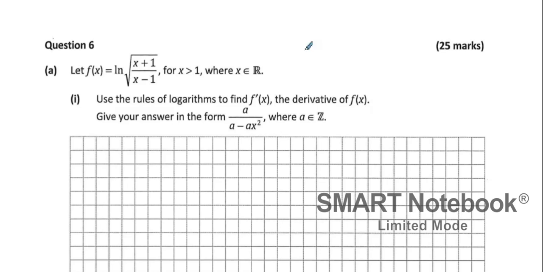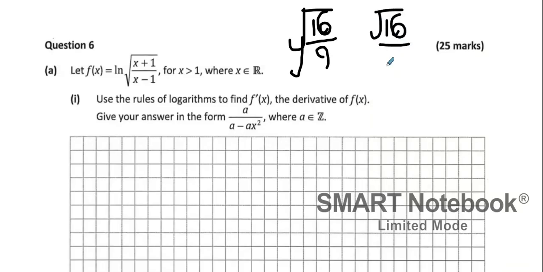First thing I'm going to introduce is the concept that root 16 over root 9 is what? What's the answer? 4 over 3, because you can break it as root 16 over root 9, which is 4 over 3. You could also write it as 16 to the power of a half divided by 9 to the power of a half. Does that make sense?